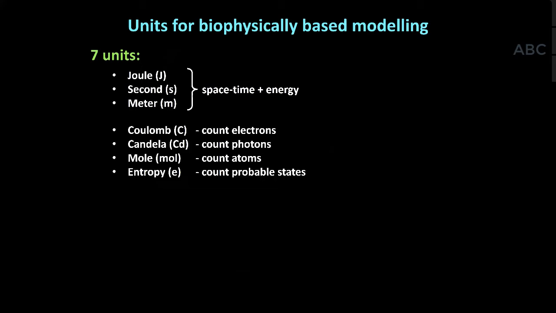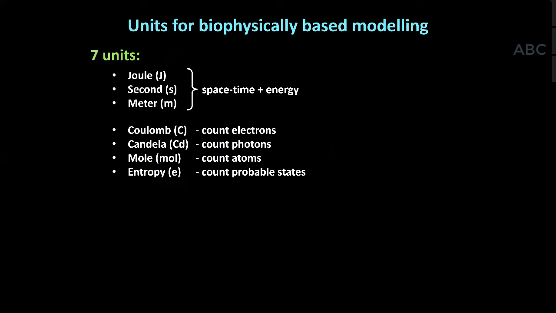And then we have various other types of entity that we deal with in the physical world we live in, and those are represented by these 4 additional units. Each of these 4 are essentially countable, the units based on counting individual particles. So in the case of the coulomb, you're counting electrons, the charge on electrons. For candela, you're counting photons. For moles, you're counting atoms. For entropy, you're counting probability states. So I think that's a good way to think about units.